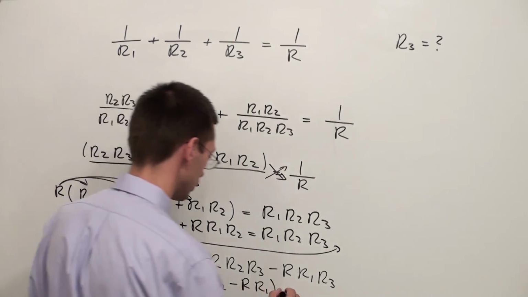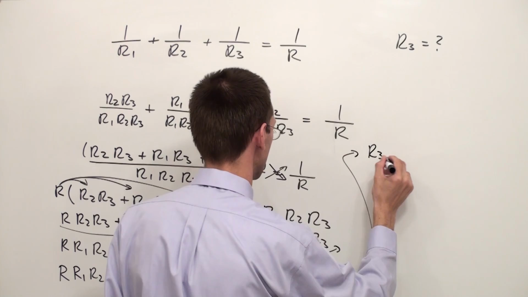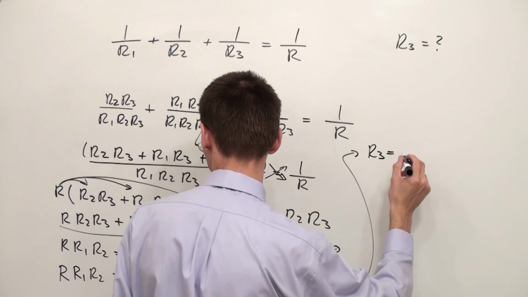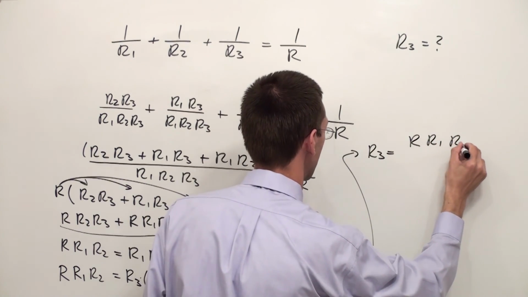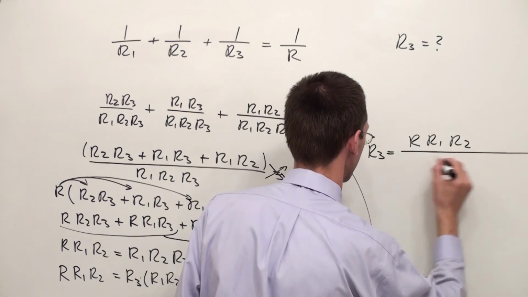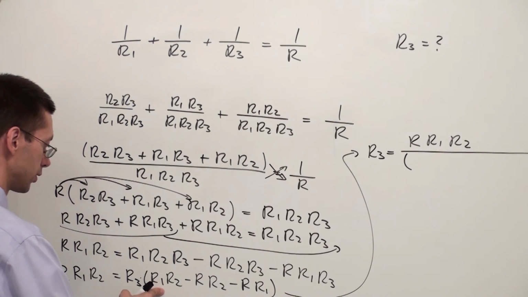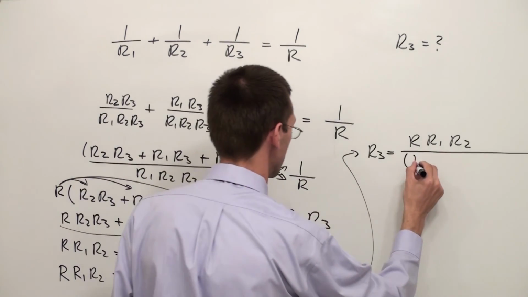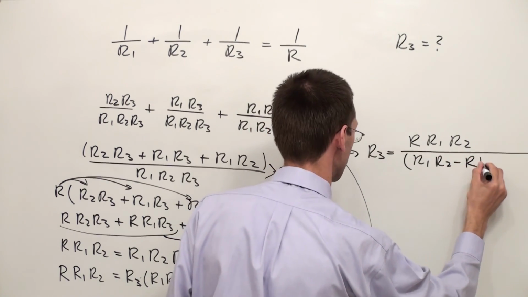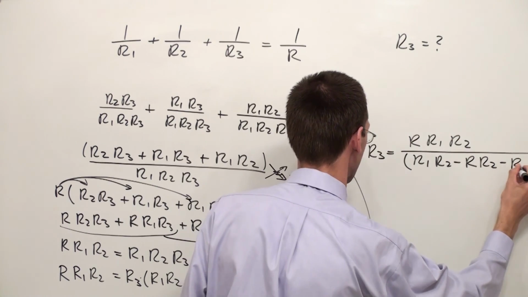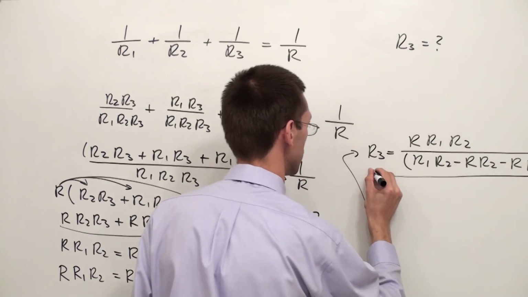So I'm going to end up with, and I'm going to go straight to the final solution, R3 is going to be equal to R R1 R2 over, whatever was inside of the parentheses. So I'm going to have R1 R2 minus R2 minus R1. This is the solution to my problem.